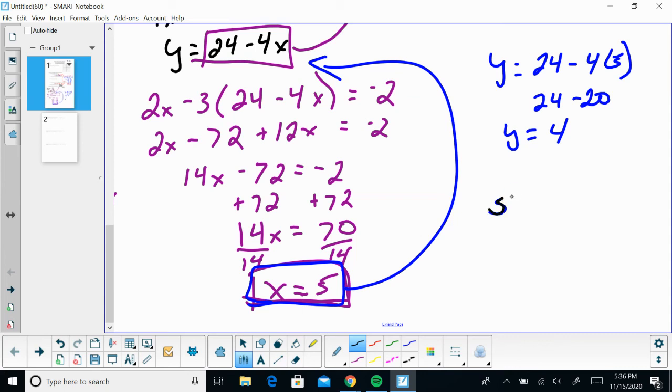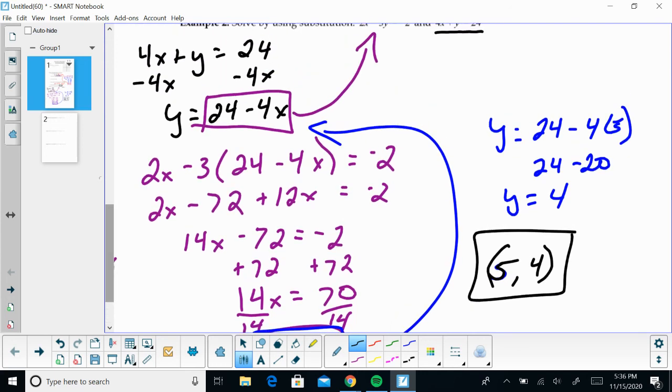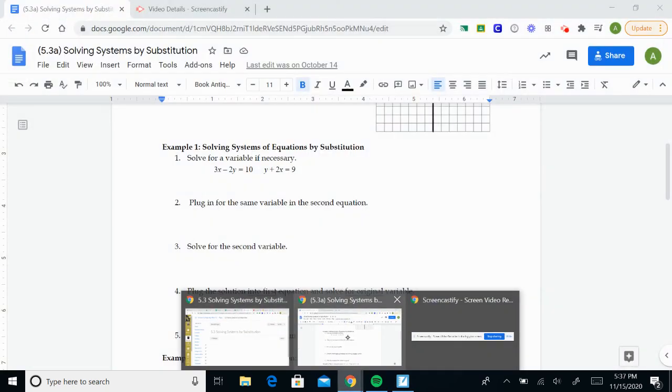Now I have to write my solution as a point. So my solution would be the point (5, 4) because x comes before y. And that's the solution to the system. You can always plug this into Desmos to give it a check if you'd like as well. Or you can graph it by hand. Either way is fine. But that's how we can check our answers.